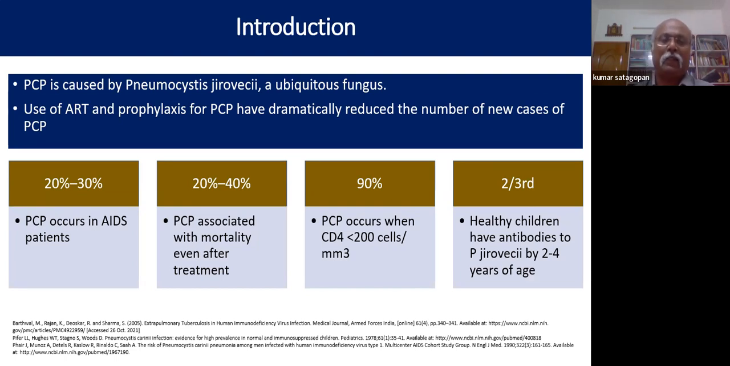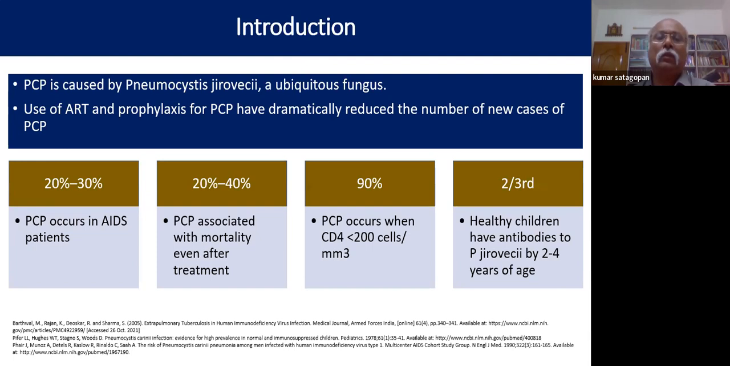So it is an AIDS-defining illness, stage 4 disease, with 20 to 40% associated mortality even after treatment. So a lot of this is due to advanced immunosuppression and late diagnosis, and mortality is more even after 21 days of PCP treatment. PCP occurs when CD4 is less than 200. Already I told you, more than 90% occurs when the CD4 is less than 200. Healthy children develop antibodies to jirovecii by 2 to 4 years. So it is already present in our respiratory tract. It's a normal commensal, but it turns pathogenic in an immunocompromised state.